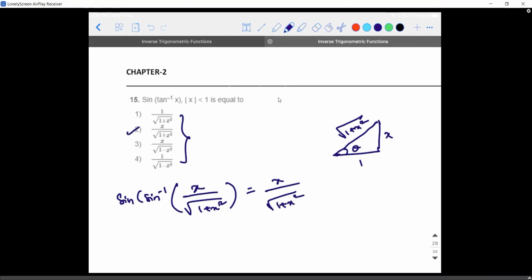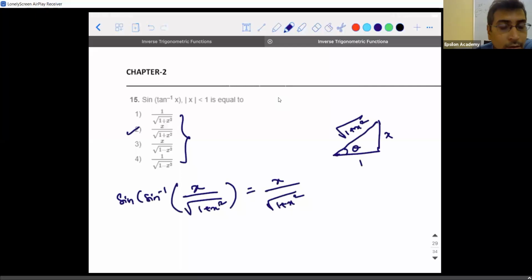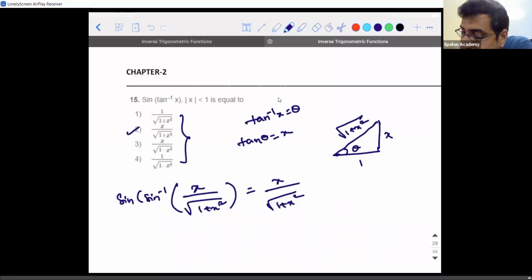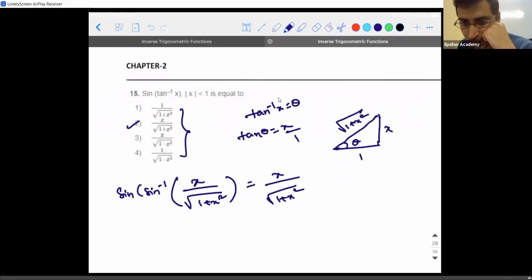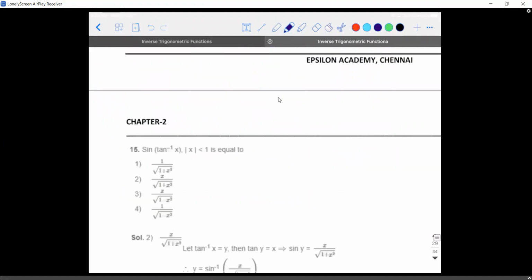Did I make any mistake? See, tan inverse x: if I take tan inverse x as theta, tan theta is equal to x. x is nothing but x by 1. Shall I move on? Next one.